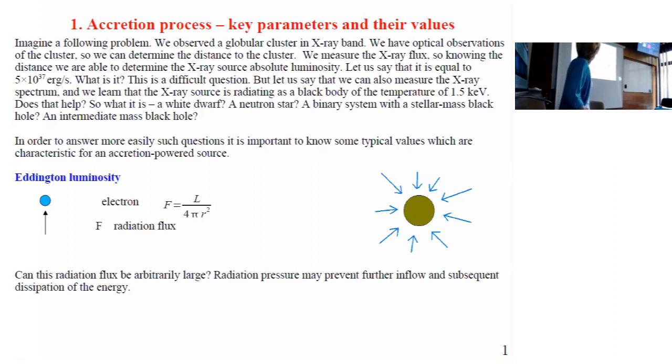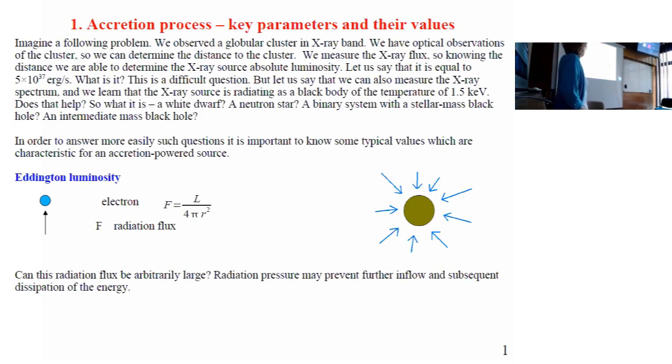So to give you additional motivation, I posed the following problem. We observe a globular cluster in X-rays, and we have optical observations of this cluster. We know the distance to the cluster, because if we see something in the optical band, usually we know the distance. There are many ways to measure the distance. Then we measure X-ray flux from a source. And from the measured flux, we can calculate X-ray luminosity, for example, 5 times 10 to 37 ergs per second.